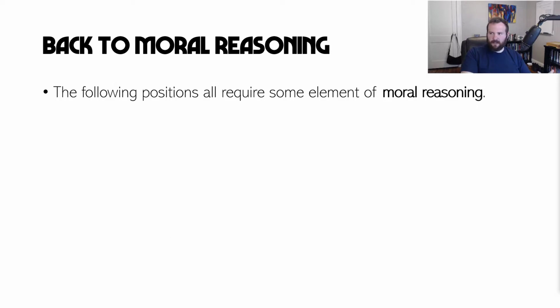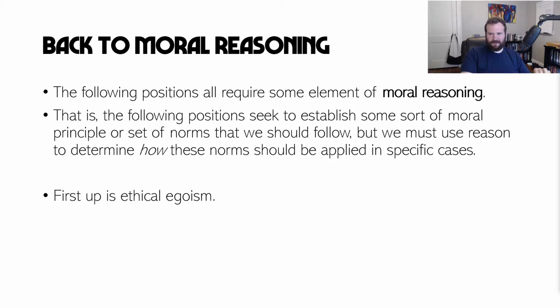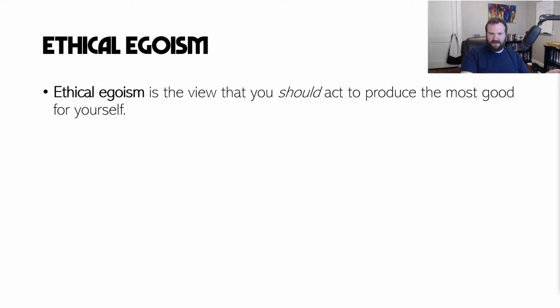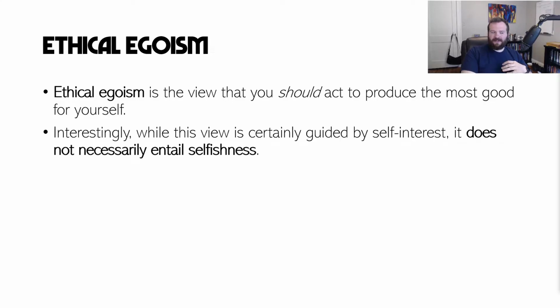Okay, back to moral reasoning then. Now we'll look at the kind of views that say, no, you do have to reason towards what you ought to do, ought not to do, etc., right? Okay. The first we'll consider is ethical egoism. Ethical egoism is the view that you should act to produce the most good for yourself, right? You should act to produce the most good for yourself. So it's an ethical obligation, but it's egoistic. It's for you, right? So it seems on the surface that this view might be incredibly selfish, right? It's about you, doing what's best for you, right?